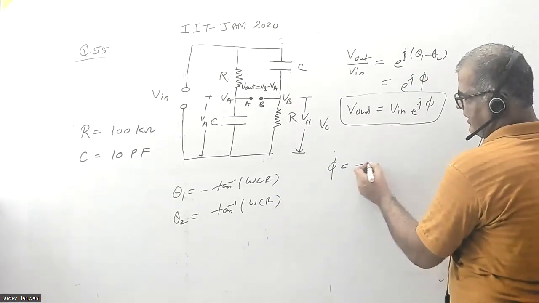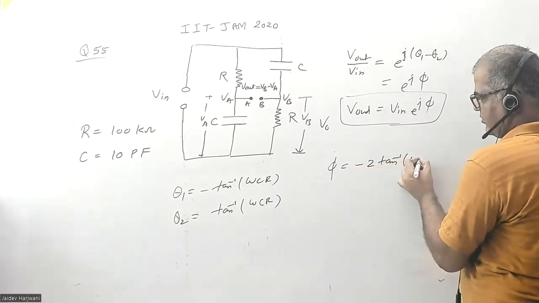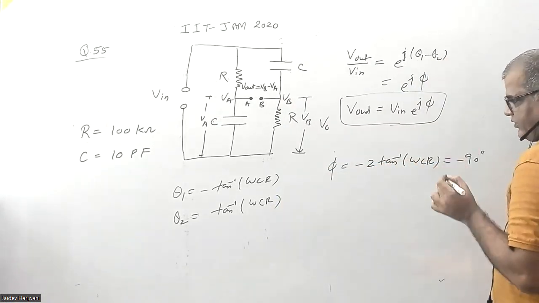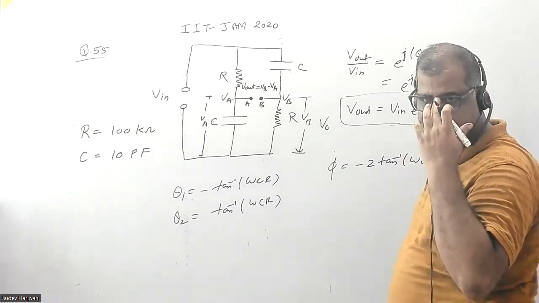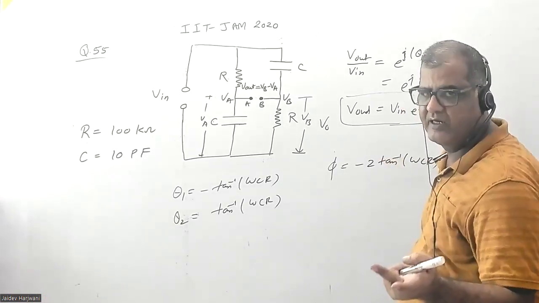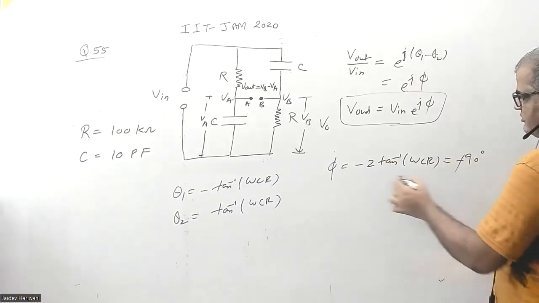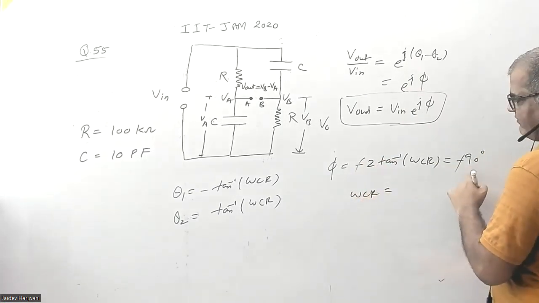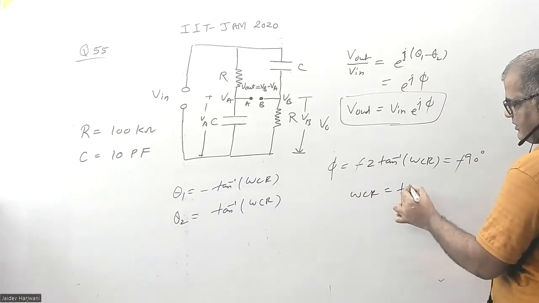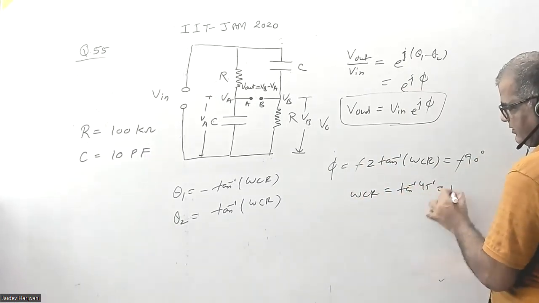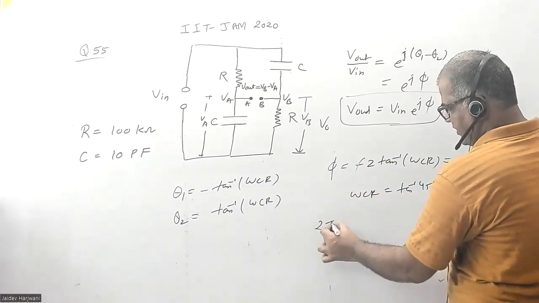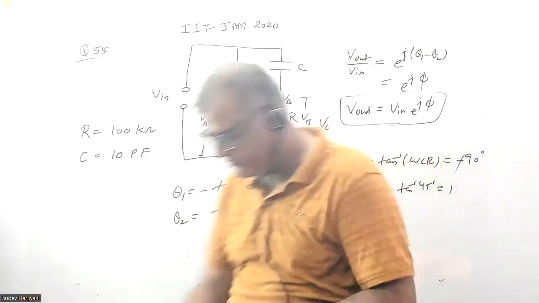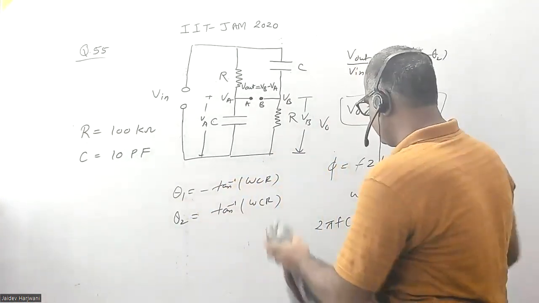This will become minus 2 tan inverse omega CR, which in the question is given as minus 90 degree. In the question they talk about the phase difference between input and output, but I am taking the phase difference between output and input, so this will be minus 90. The minus signs cancel out, so tan inverse omega CR becomes 45 degree, that is pi by 4, and tan 45 degree is 1. Omega is 2 pi f, so 2 pi f CR equals 1. Now you just have to put in the values, and this will give you the frequency.